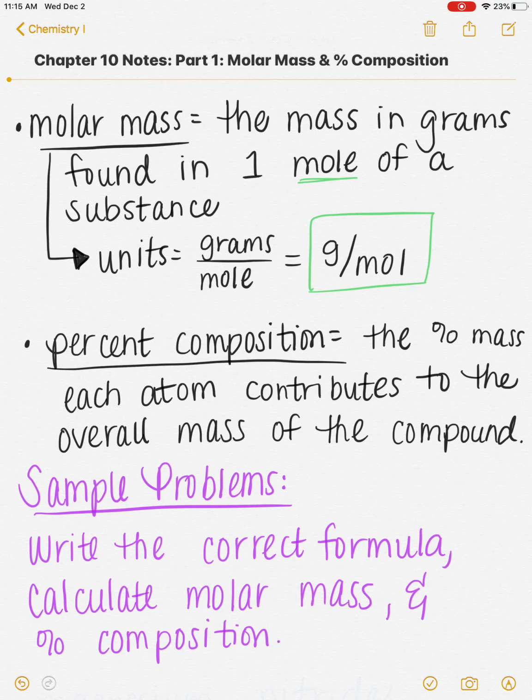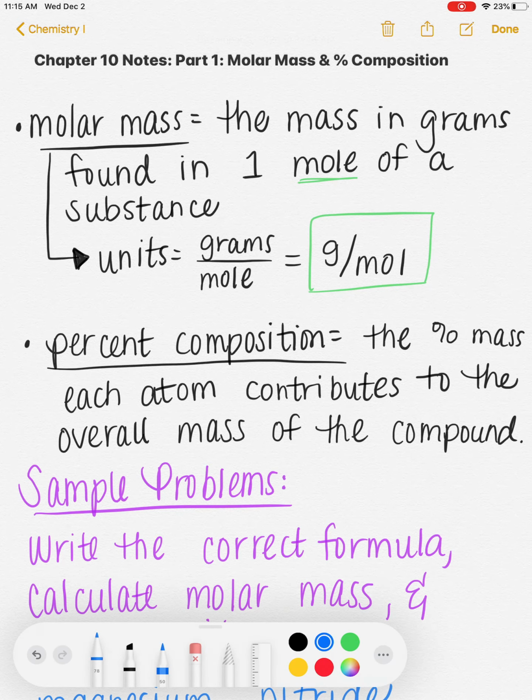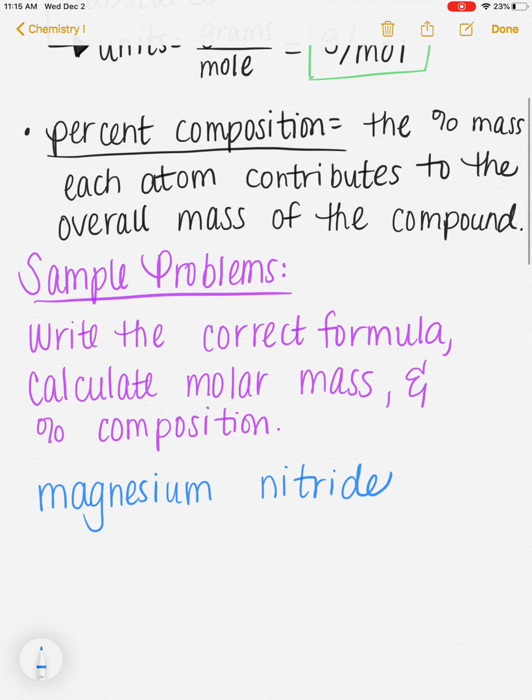Percent composition is defined as the percent mass that each atom contributes to the overall mass of the compound. I think the best way for us to understand this is to just get right to work on some sample problems. So, for each of these sample problems today, I want us to begin by writing the correct formula, calculating the molar mass, and then finding the percent composition.